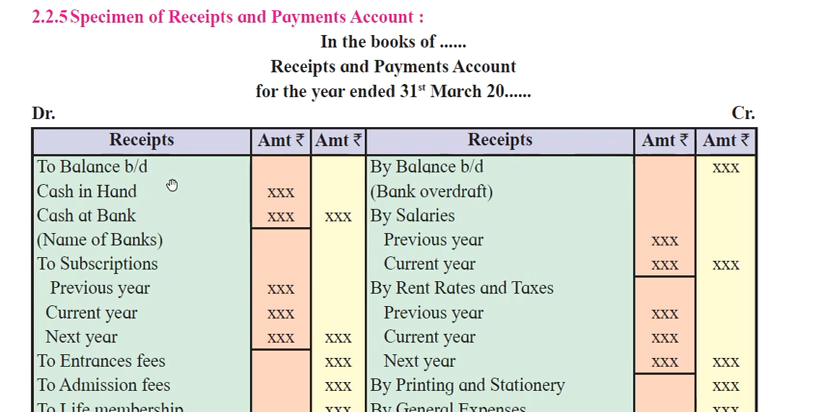First, this account starts with the opening cash and bank balance and closes with the cash and bank balance at the end of the year. So in a final account we usually do the opening balance first, then the closing balance. In this we are using this method, and we'll see what entries come under the debit side of the receipts.